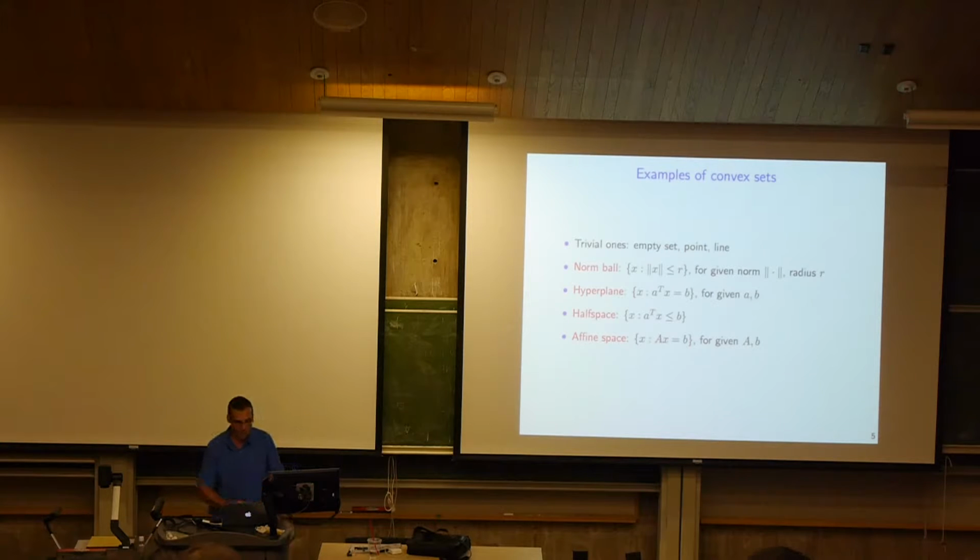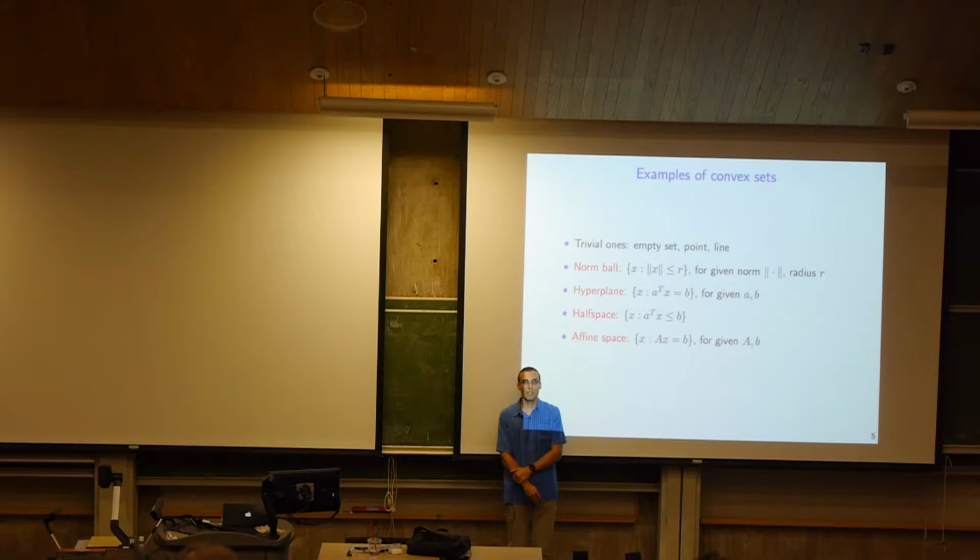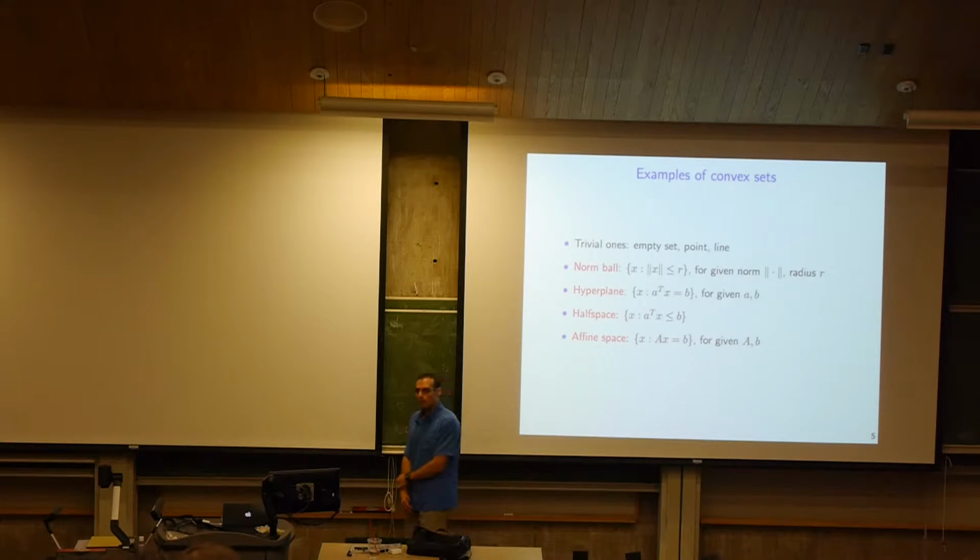So we can think of an affine space in a couple of ways. Here's one definition of an affine space. It's the set of all solutions to a linear system of equations, a matrix A times x equal to b, for a given matrix and a given vector. Those things are all convex. You can check directly from the definition that they satisfy that sufficient condition for convexity.